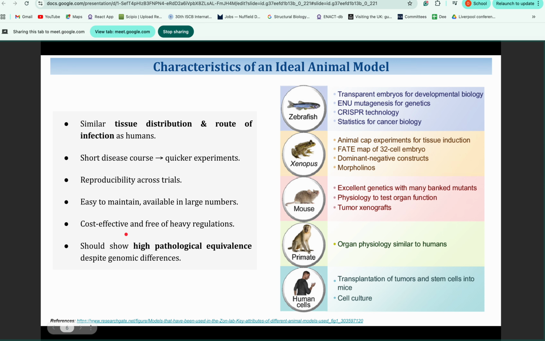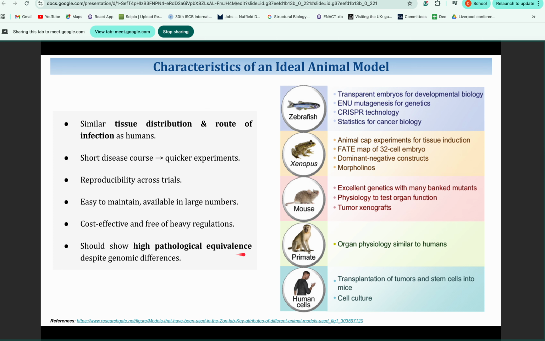It should be cost effective and free of heavy regulations. When we select models which are very close to human, there are many regulations and rules. Or when we take endangered or endemic species, there are many rules and regulations levied on them, so we cannot use them. So we should select the ones which are cost effective and free of those regulations.